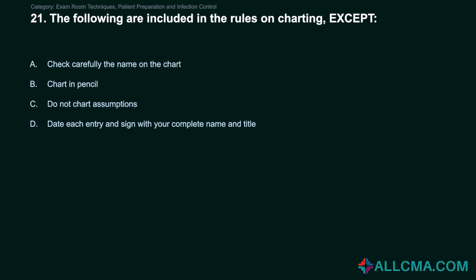21. The following are included in the rules on charting, except: A. Check carefully the name on the chart. B. Chart in pencil. C. Do not chart assumptions. D. Date each entry and sign with your complete name and title. Correct answer: B. Chart in pencil.